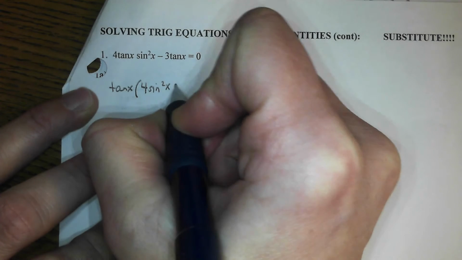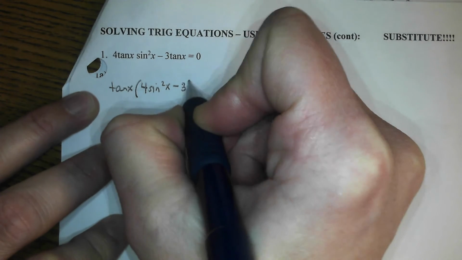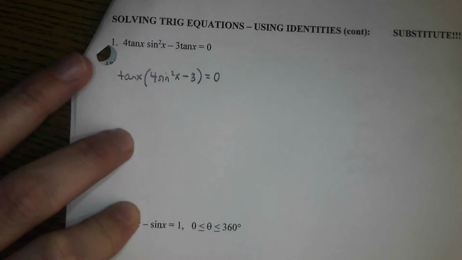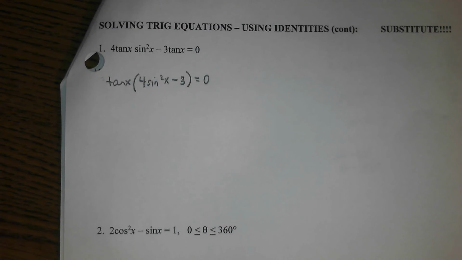So take out your tan. We have 4 sine squared x minus 3 equals 0. Okay, that's really all we can do. No, we still got to solve. But as far as there's no identity here.